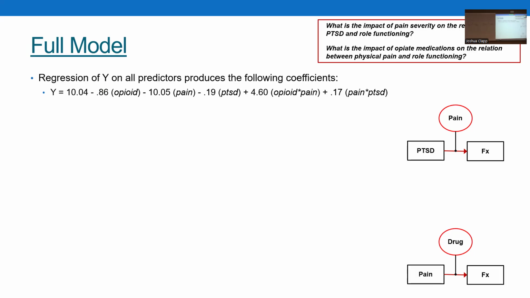Gotcha. But the pain coefficient is going to change if I change opiate use. Pain is going to change if I change PTSD. PTSD is going to change if I start recentering pain, but it's not going to change based on opiate use, because it's not tied together. Okay, gotcha. Thank you.